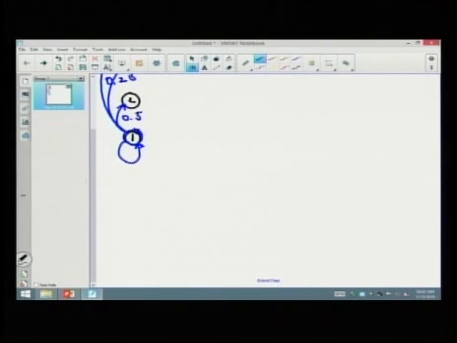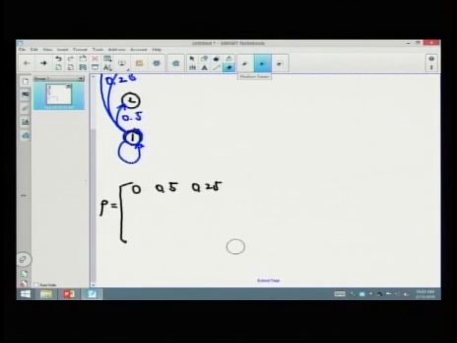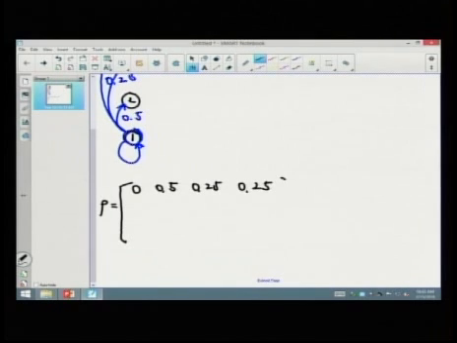So I can finish the first row of the P matrix, which is 1 to 1 is 0, right? 1 to 2 is 0.5. 1 to 3 is 0.25. And then 1 to 4 is 0.25, right?